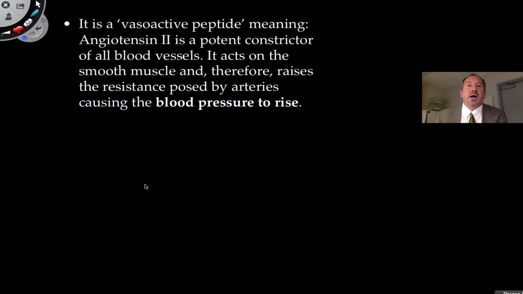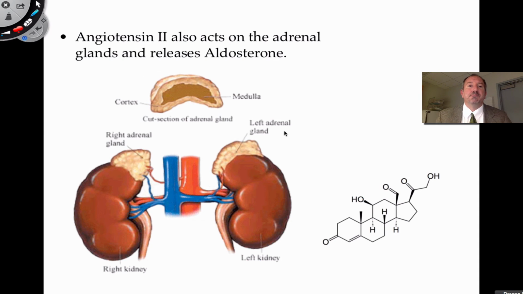But it was all implemented by renin, if you recall. Now, angiotensin 2, in addition to being a great vasoconstrictor, can also act on the adrenal glands. Adrenal glands are called adrenal glands because they sit on top of the renal. In other words, they're like little caps for the kidneys.